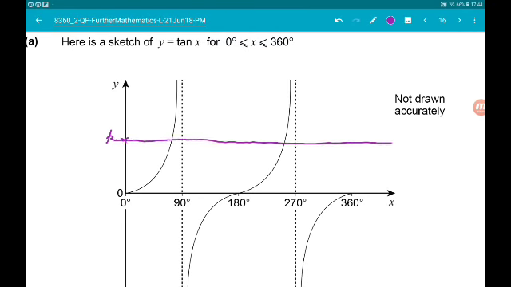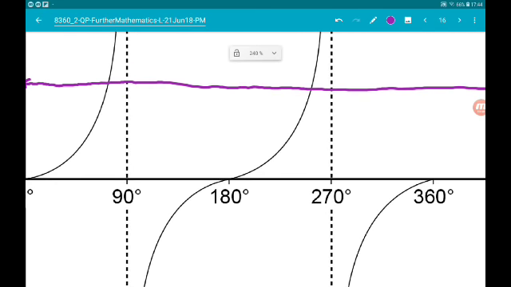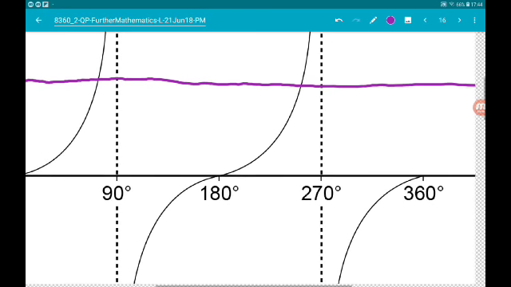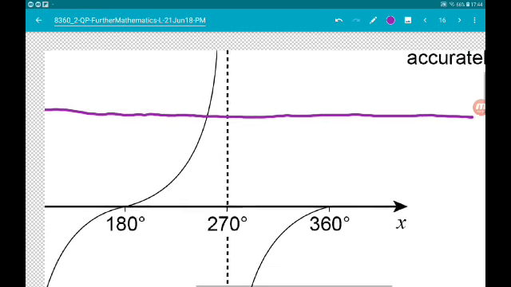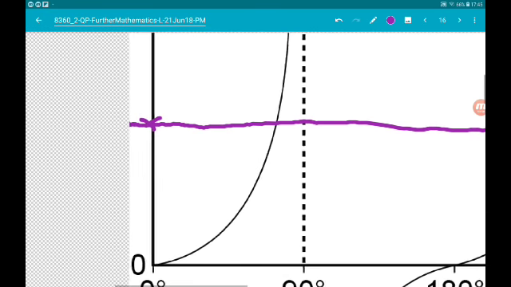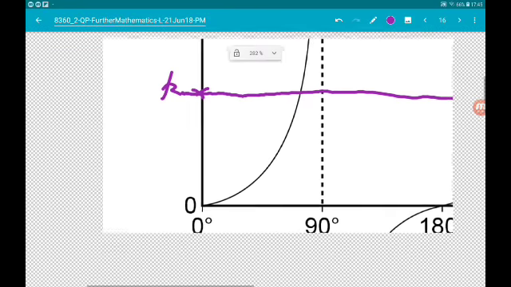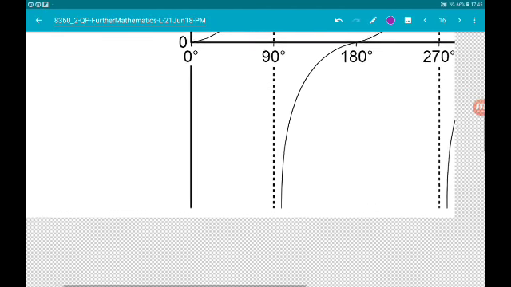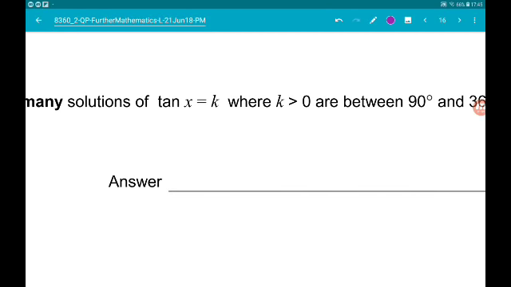Now, everywhere it hits the curve is a solution, but we only want between 90 and 360. So the only one that we care about is that one there. We don't care about that one there because that's between 0 and 90. So the answer is 1.